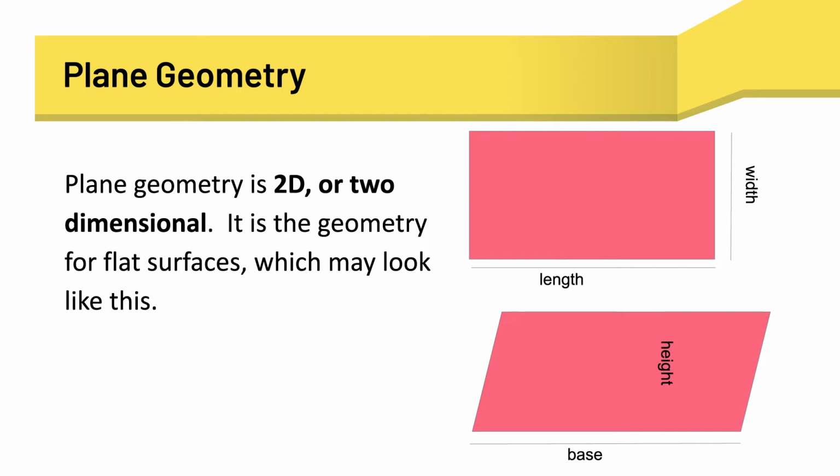To do work like Isaiah is doing, it helps to know how to use geometry formulas. Isaiah is working with what is called plane geometry. Plane geometry is 2D, or two-dimensional. It is the geometry for flat surfaces, which may look like this. When working with flat surfaces, you are usually concerned with at least two numbers. What they are called doesn't matter, but they are often called either length and width or base and height.